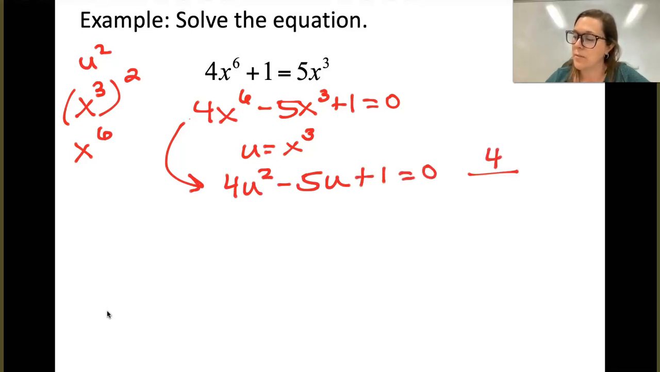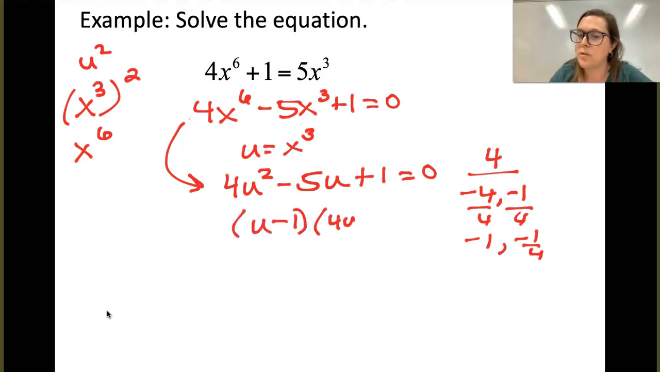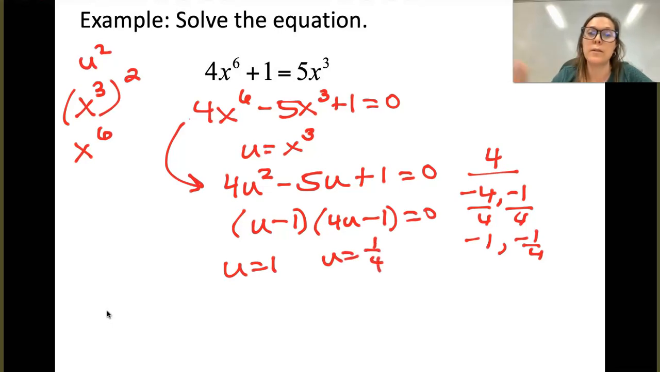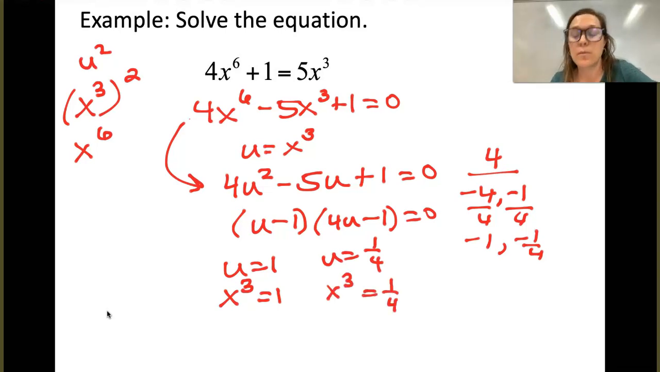I think that one's factorable, isn't it? Negative 4, negative 1. You're not making us think too hard here. So then we get u minus 1 times 4u minus 1 is equal to 0. So u has to equal 1, or u has to equal 1/4. So now let's put our x to the 3rd back in. So x to the 3rd is equal to 1. x to the 3rd is equal to 1/4. How do I undo a cube? Well, I take a cube root of both sides.